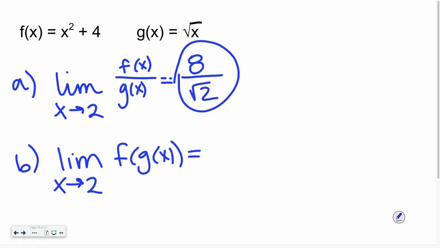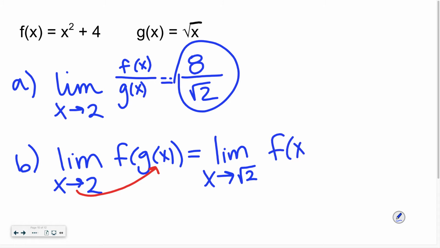Okay, so here's our composition. We got to start with the inside. So the limit as x approaches 2 of g of x. What did you say it was? Radical 2. So what we have is the limit as x approaches radical 2 of our outside function. So now the limit as x approaches radical 2 of f would give us 6.